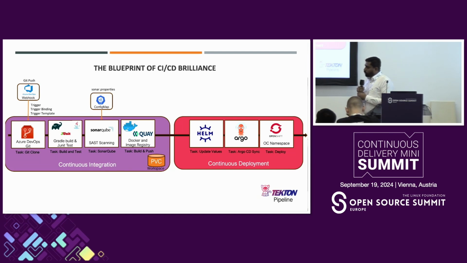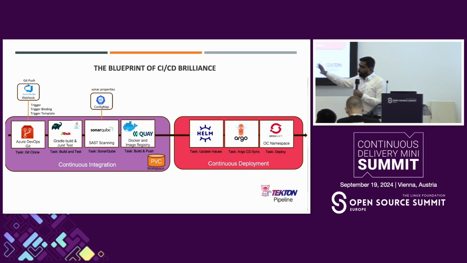Then we integrated with SonarQube for the SAST part. The SonarQube result will be published in the SonarQube server. That's what we are calling with the SonarQube task. Then it goes to building the image, which is a Docker image build, and it publishes to the Quay repository. For running all these stages, ideally the code should be shared among all these tasks.